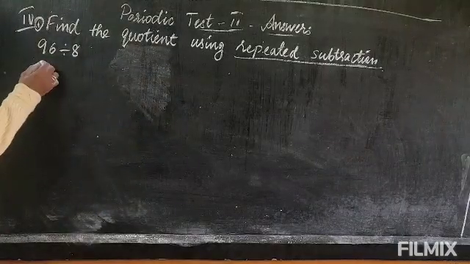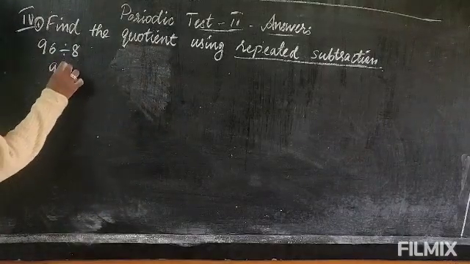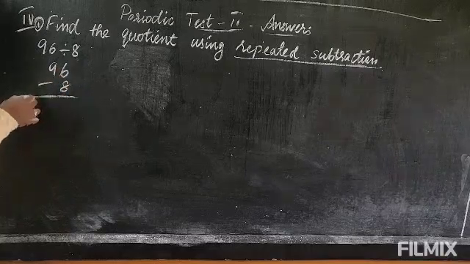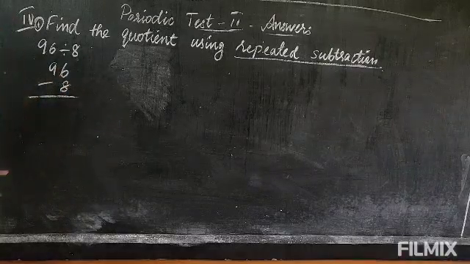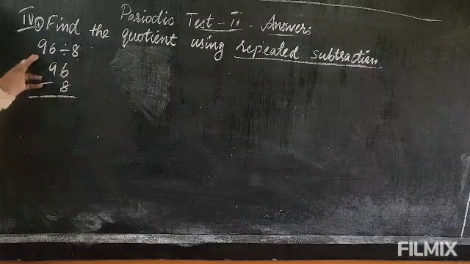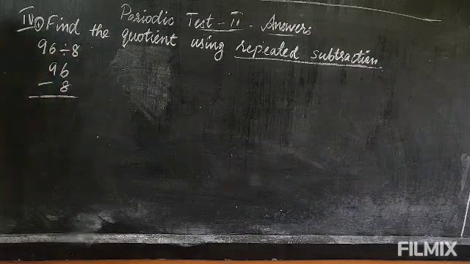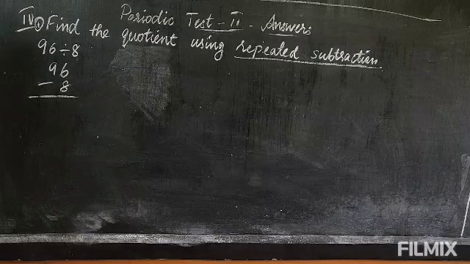It is asked that you give the repeated subtraction. So you have to minus. From 96 you have to minus 8. When it comes to repeated subtraction, they are asking you to subtract. So go on subtracting the smaller number from the bigger number, till you get 0.